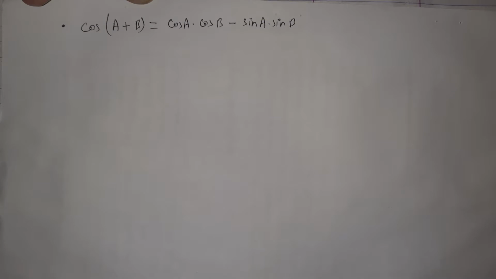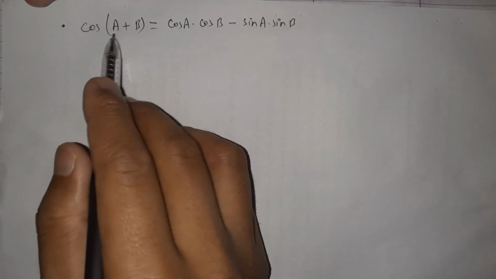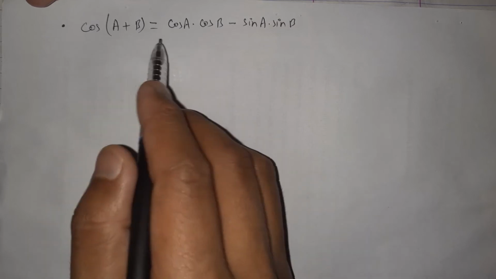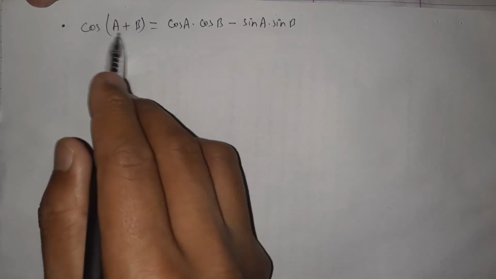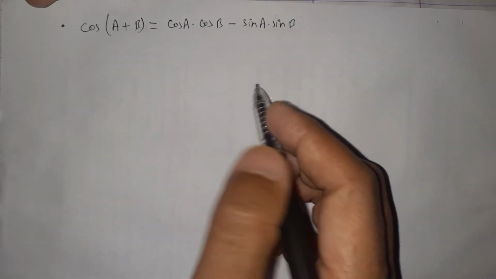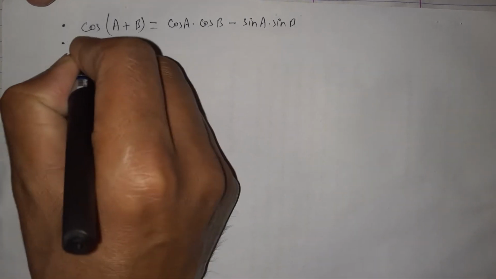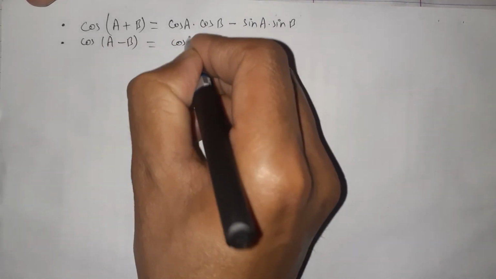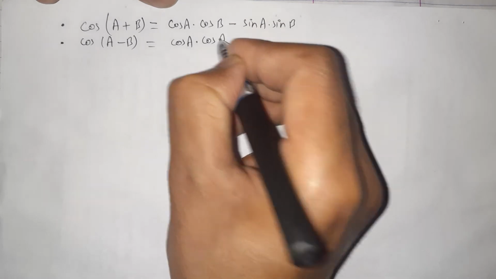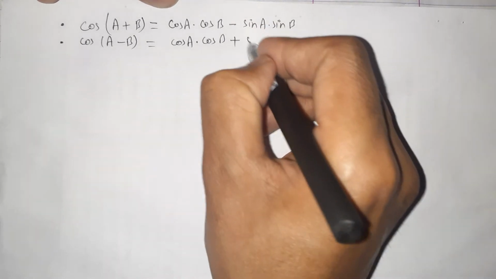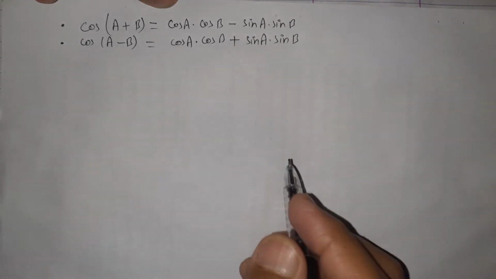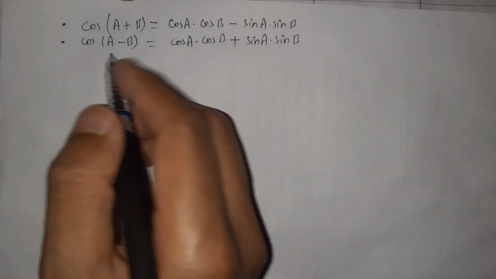Here in this video we will prove these relations of the trigonometric ratio for the cosine in the compound angle. Here a and b are the angles, they are added together, so a plus b is called the compound angle. Similarly, we will prove the formula of cos a minus b, which is cosine of a times cosine of b plus sine of a times sine of b. These are the two formulas of the cosine of the compound angle.